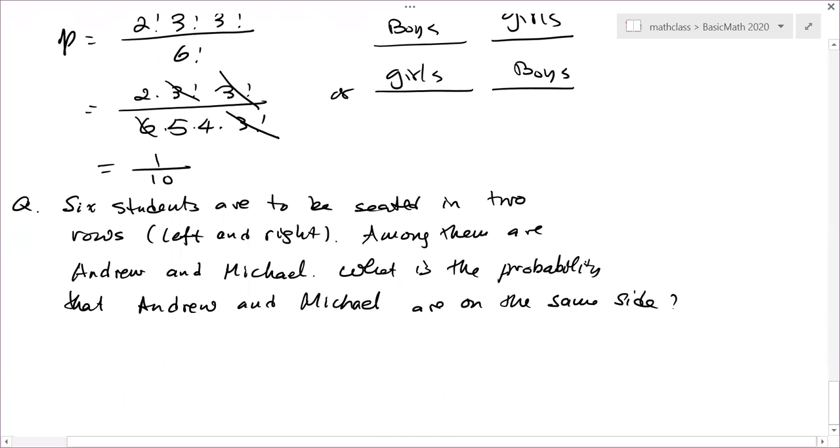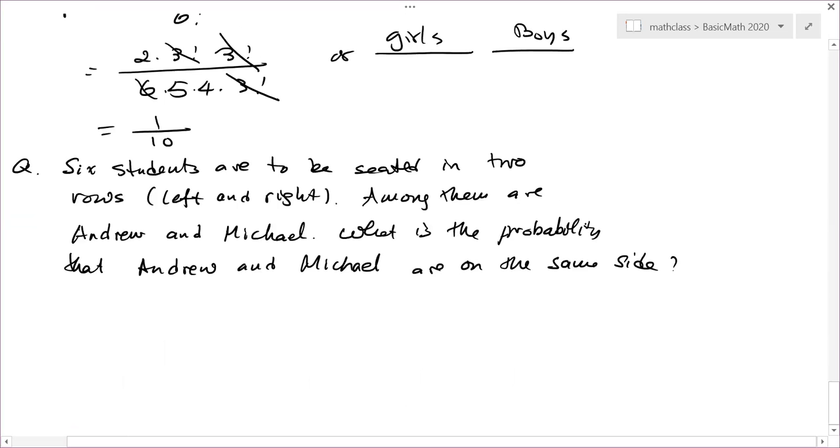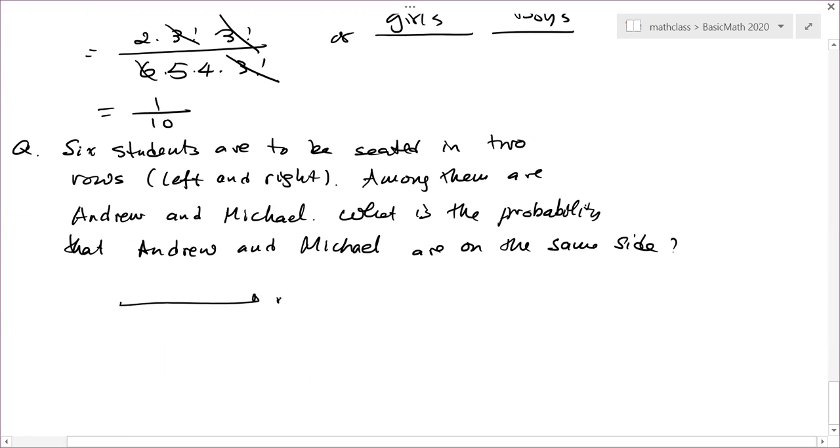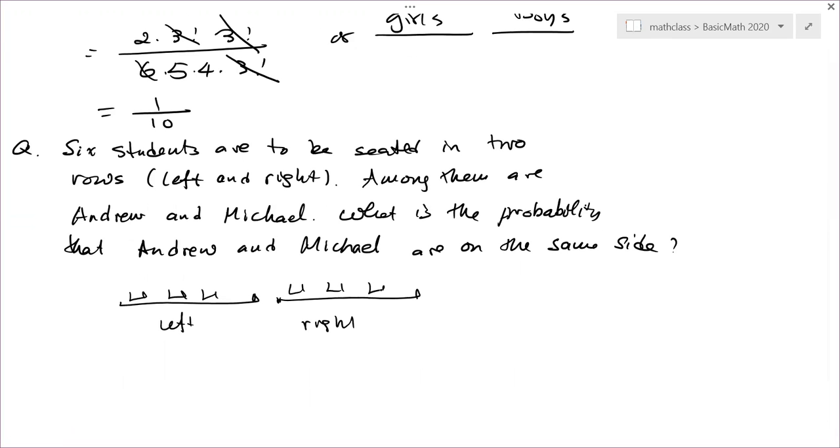All right, so now let's look at the next problem. Six students are to be seated in 2 rows. So we have this side and that side, left and right. I have 3 seats here and 3 seats here, and we randomly put the 6 students in. But Andrew and Mike are among them. So it's possible Andrew and Mike are on the same side. What is the probability that Andrew and Mike will be on the same side?